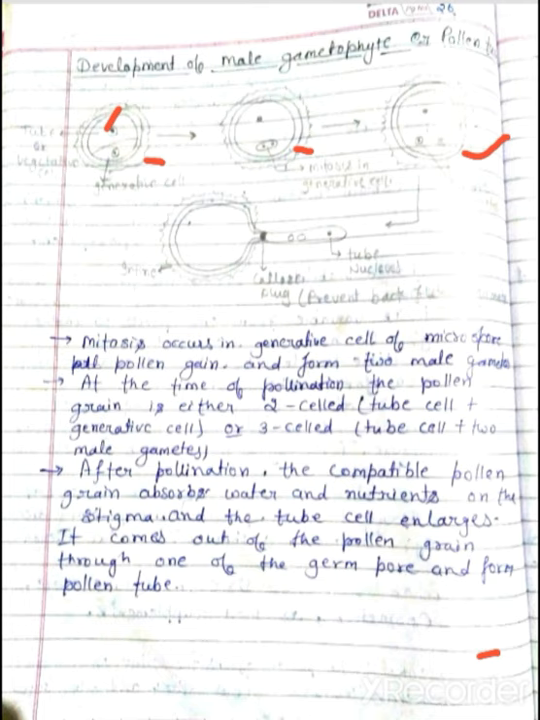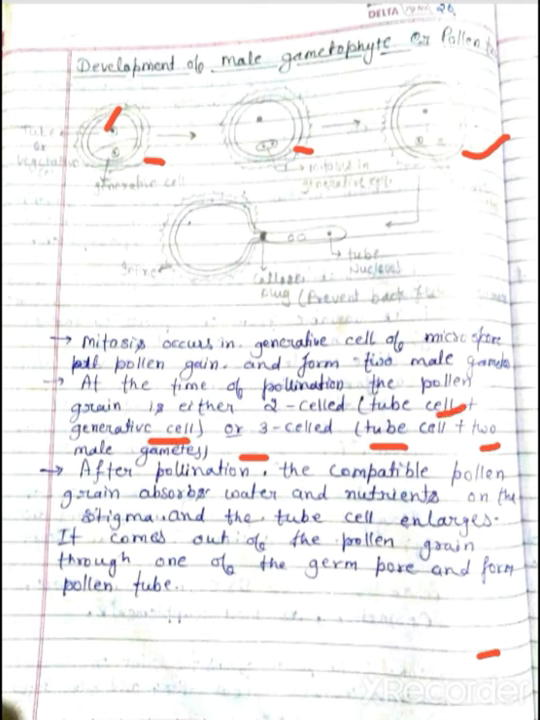And at the time of pollination, the pollen grain is either 2-celled or 3-celled. How can it be 2-celled and how can it be 3-celled? When division occurs, it becomes 3-celled, that is the tube cell and 2 male gametes. But if at the time of pollination the division does not occur, then it remains 2-celled, that is the tube cell and the generative cell.